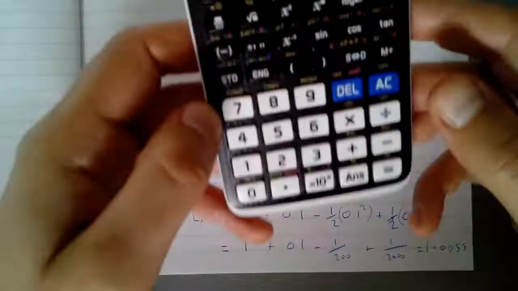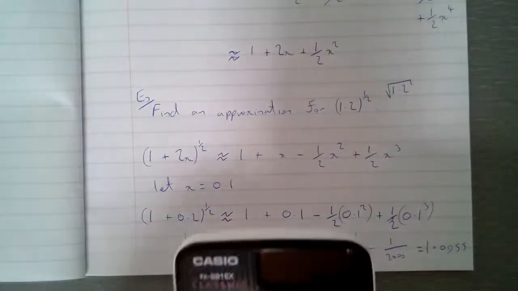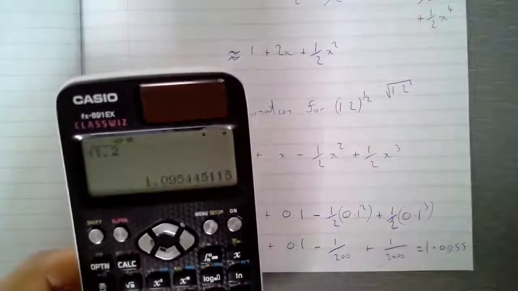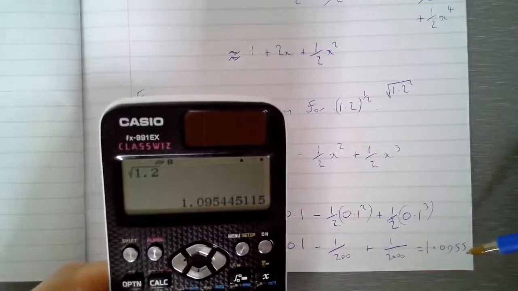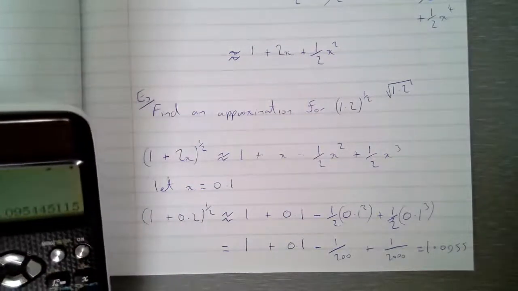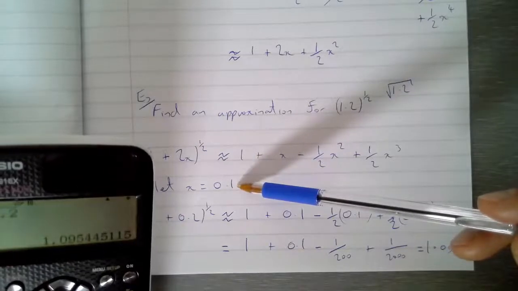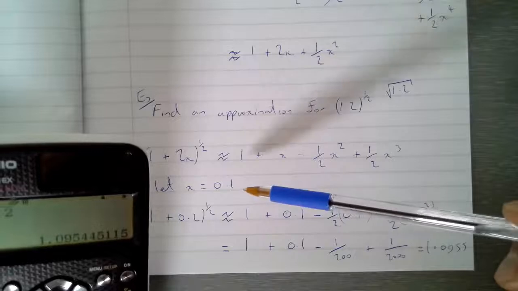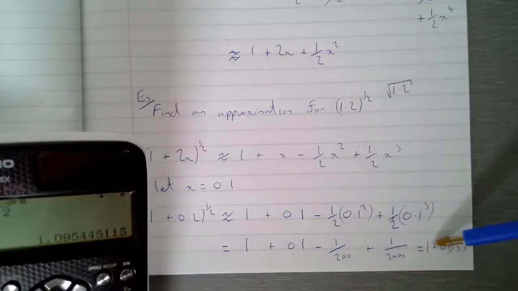1.0955. And if I do the square root of 1.2, let's hope this is right now, the square root of 1.2 is 1.09544. So it's really quite close. So that works pretty well. Like I said, it's really important that you try and pick a small value of x. If I picked something like, well, I could have picked 0.2. If I picked 0.2, this wouldn't have gone quite so quickly.